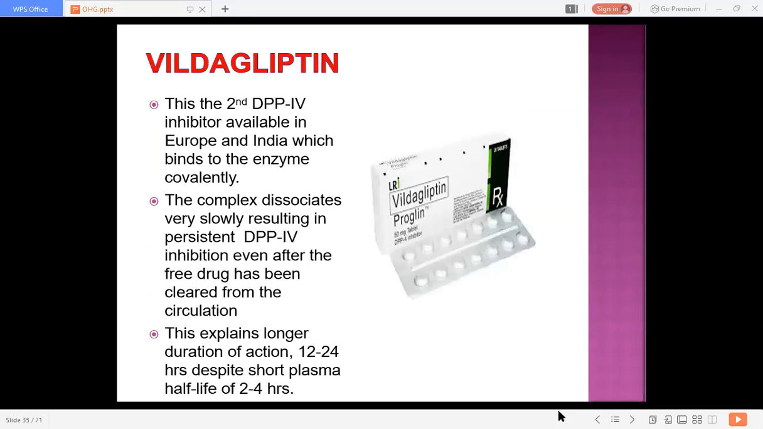Vildagliptin binds to the enzyme covalently. It is also a DPP-4 inhibitor. The complex dissociates very slowly, resulting in persistent DPP-4 inhibition even after the free drug has been cleared from the circulation. This explains the longer duration of action, 12 to 24 hours, despite a short plasma half-life of 2 to 4 hours.